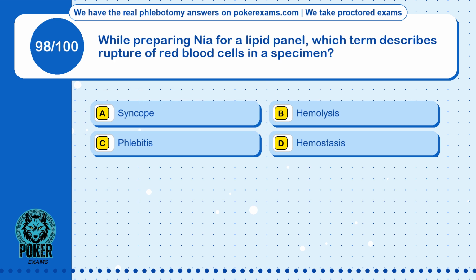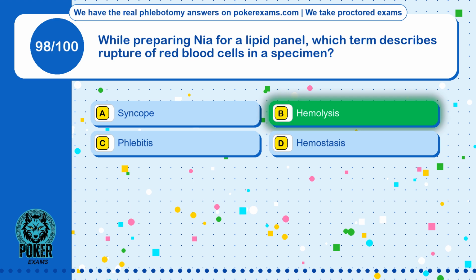Question 98. While preparing NIA for a lipid panel, which term describes rupture of red blood cells in a specimen? Option A, syncope. Option B, hemolysis. Option C, phlebitis. Option D, hemostasis. The correct answer is option B.